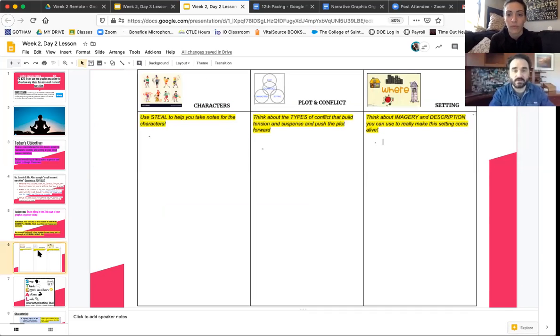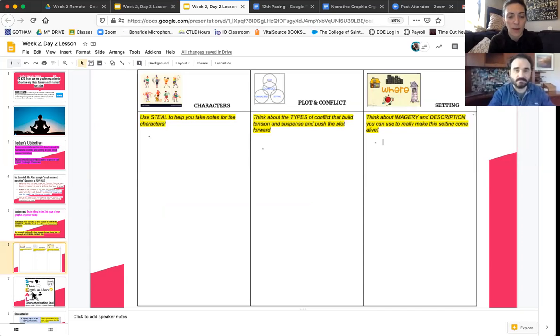Okay, so here's that graphic organizer. So instead of beginning, middle, end, it's now characters, plot and conflict, and setting.